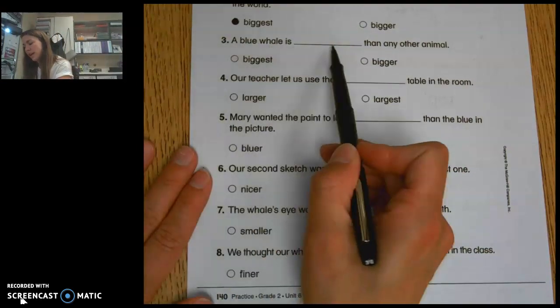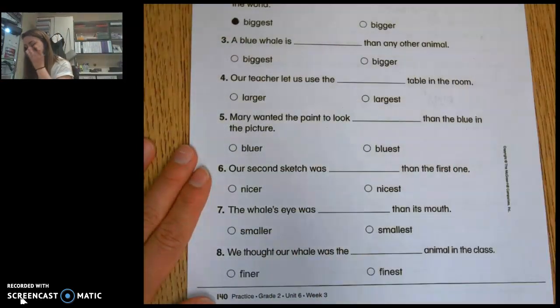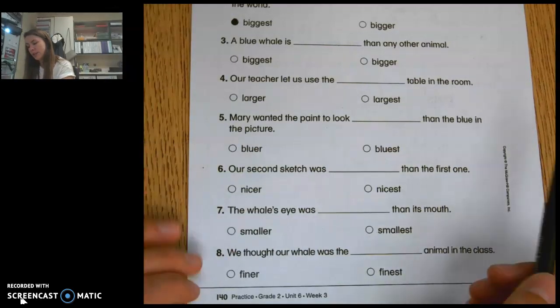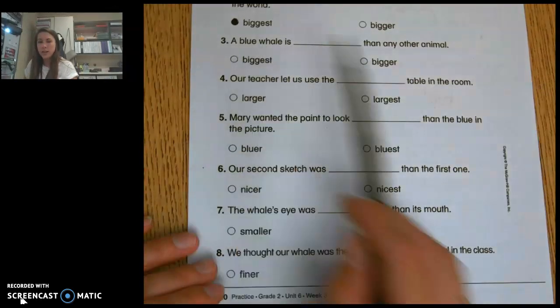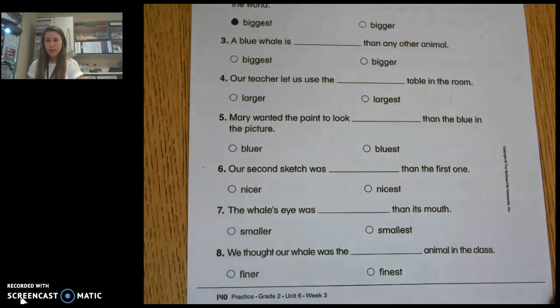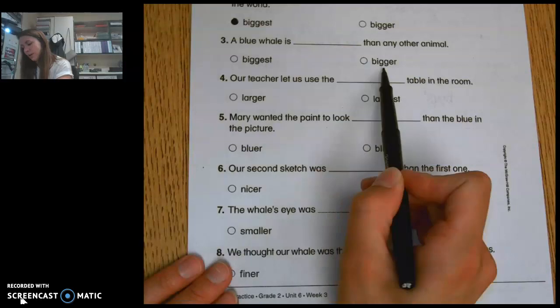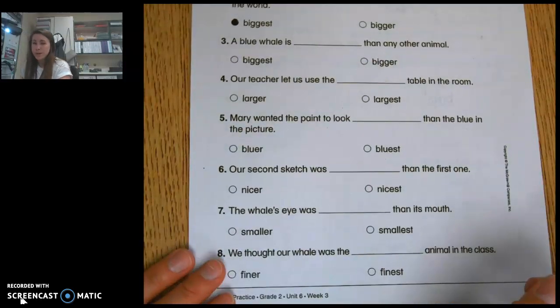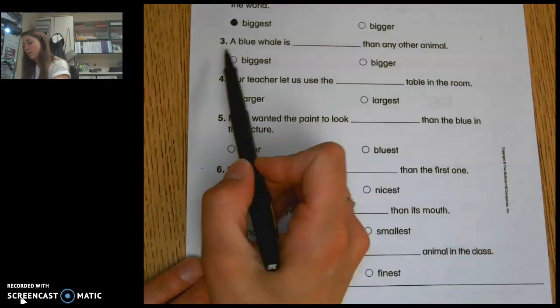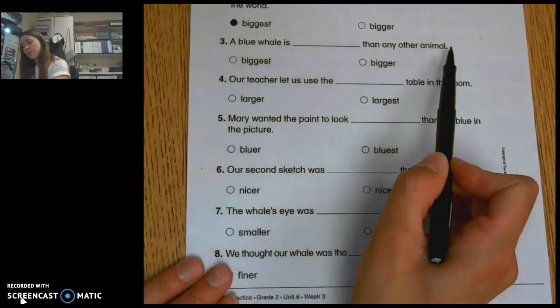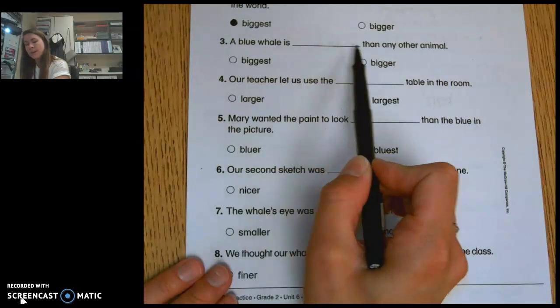A blue whale is blank than any other animal. So here, this can be a little tricky. I am comparing blue whale to any other animal. So it may feel like there's more than one thing or more than two things that I'm comparing, but I'm comparing blue whale and every other animal. All those other animals kind of get lumped together. So think about which one you would use, biggest or bigger. Also think about what makes sense, what sounds right. A blue whale is biggest than any other animals, or a blue whale is bigger than any other animal.